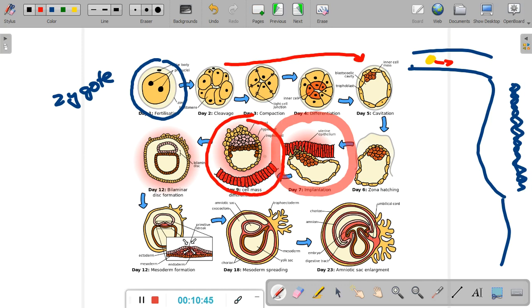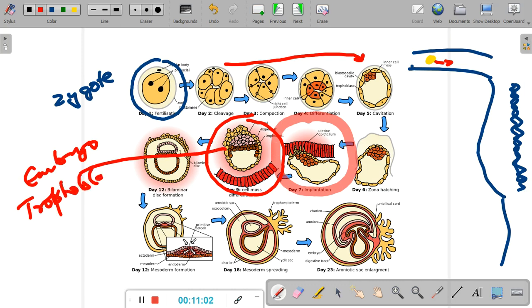This developing embryo has gone through so many stages, divisions of cells, formation of a cavity, and a variety of different types of cells are formed. Now we'll just remember this as the embryo, and particularly which stage? The trophoblast. So this is called the trophoblast stage.